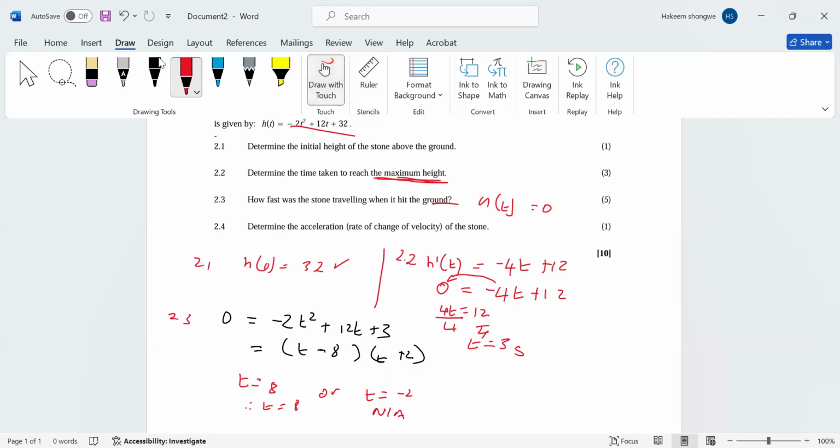But that's not what we want. We want how fast. We know that we have this formula and we have the derivative. So we spoke about this: you can either work on the derivative, or you work on the original formula. In this case, we're working on the derivative.